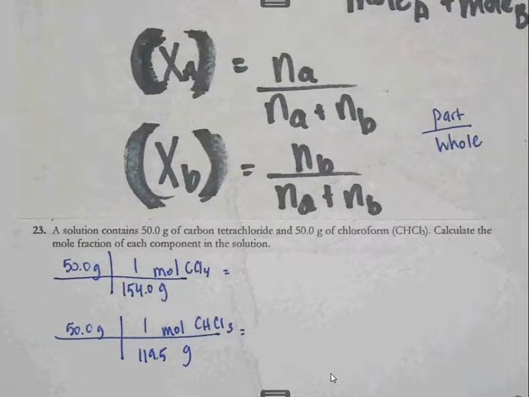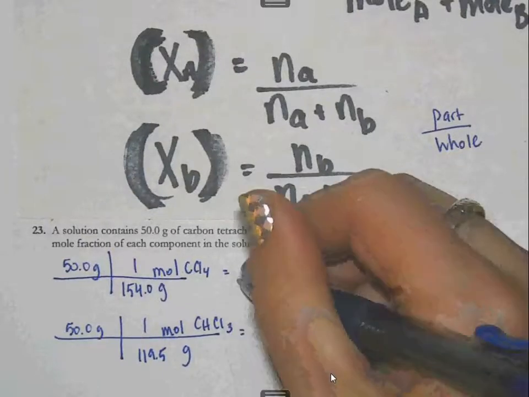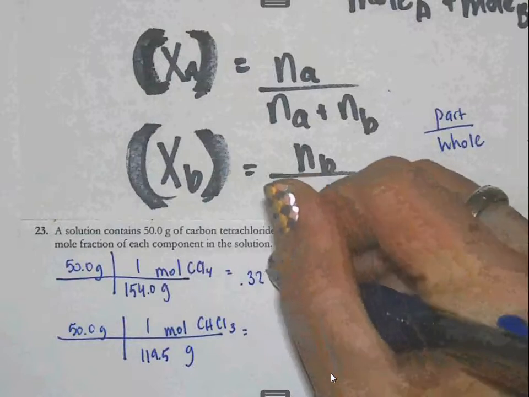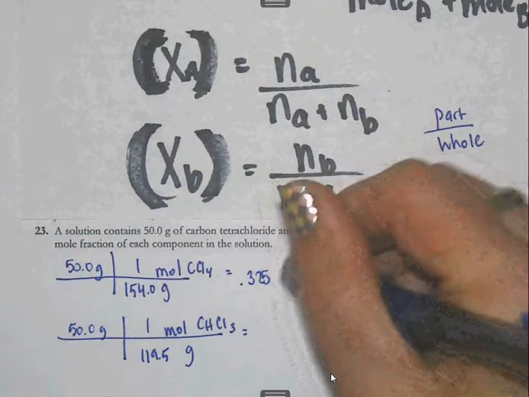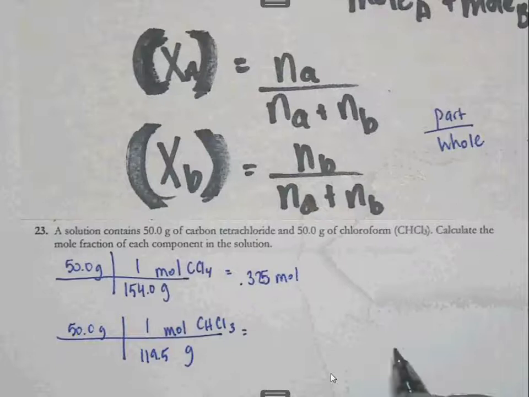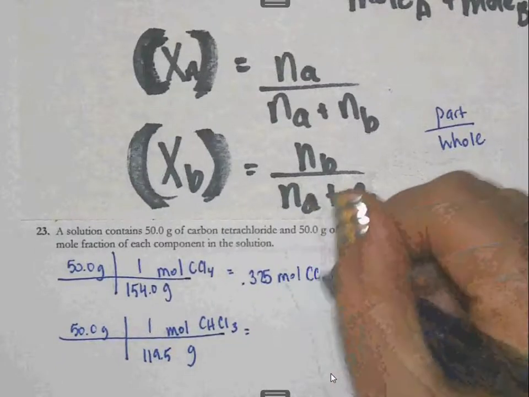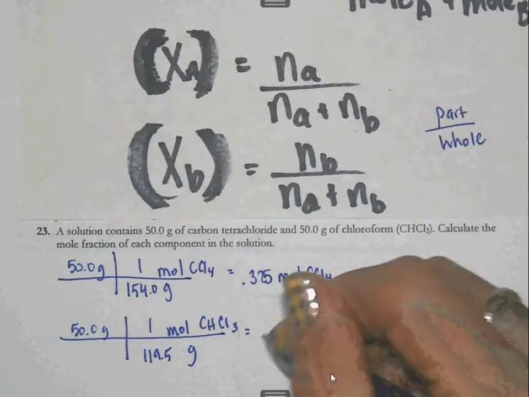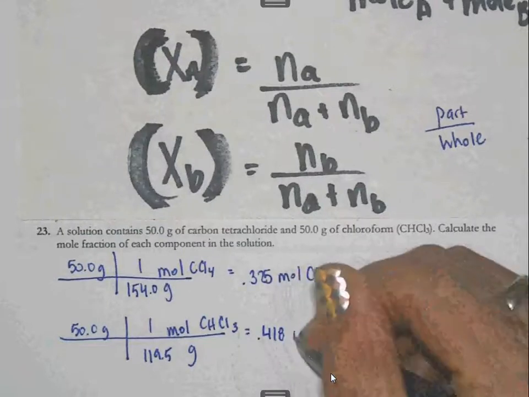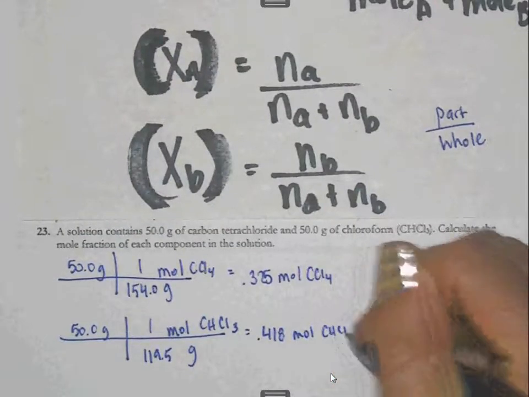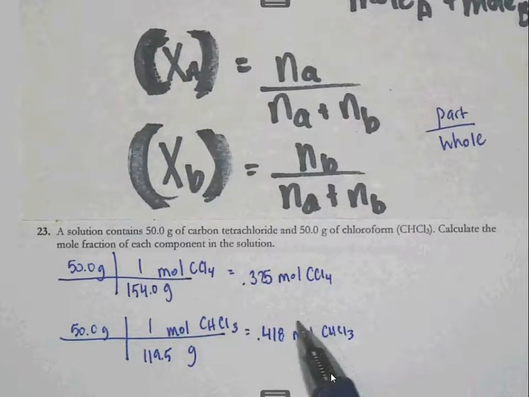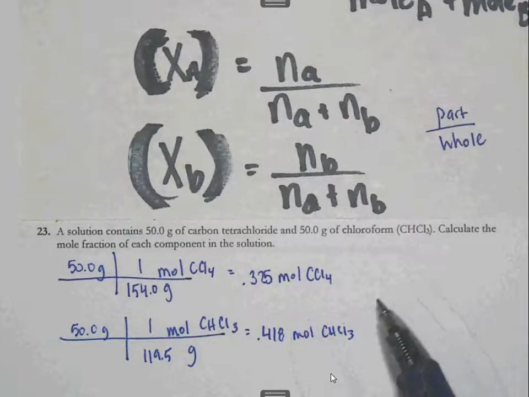So do some calculations. 50 divided by 154. This one is 0.32. I'm going to round it to 3 sig figs, even though I shouldn't, for the sake of working this out. It'll be that many moles of CCl4. And I've got 50 divided by 119.5. That comes out to be 0.418 moles of CHCl3. Now, if you were listening to me earlier and I told you that things should add up to equal 1, not yet. I don't have any mole fractions yet. All I did was convert grams to moles.